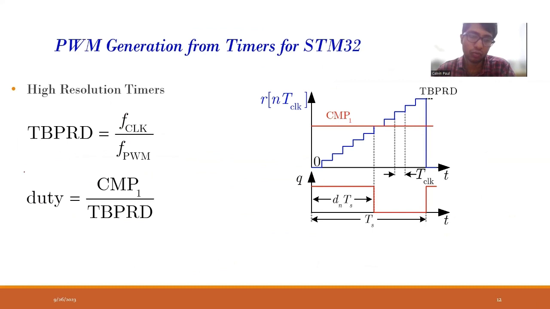So this TBPRD I am setting; we have found that F PWM is F clock upon TBPRD. So TBPRD is F clock upon F PWM. Similarly, my duty is compare one by TBPRD. Next, we will also have to introduce a certain dead time. That we will see in the code.